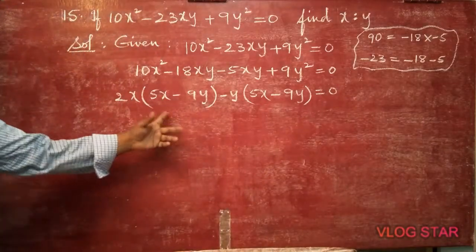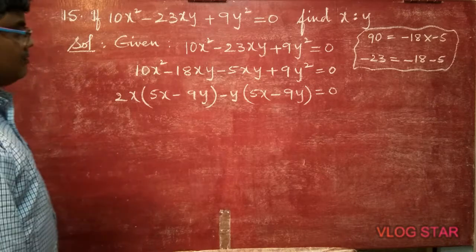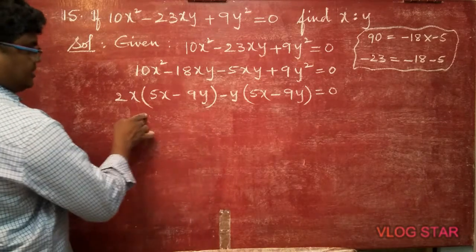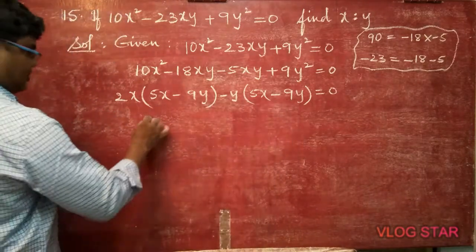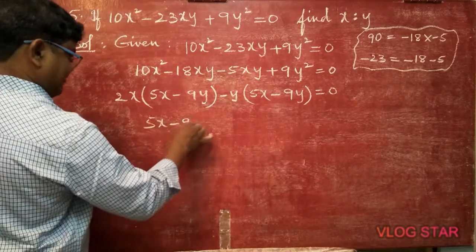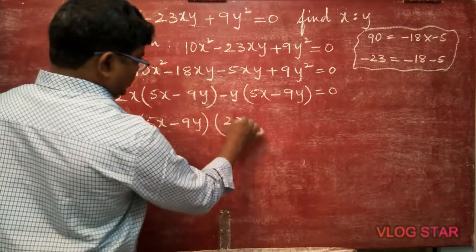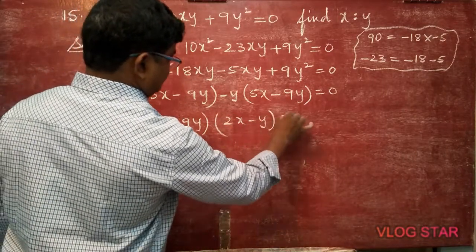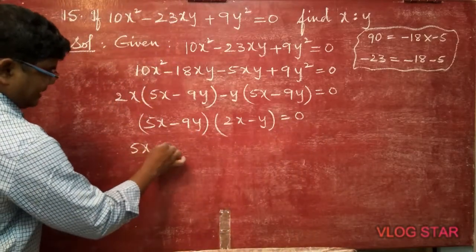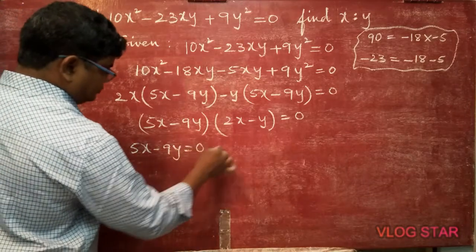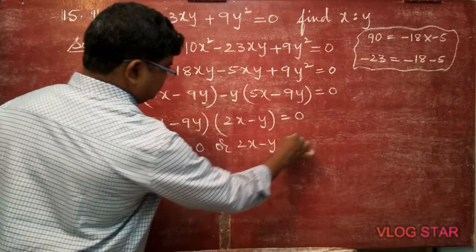What comes in the first bracket? As it is. I need not explain because we already covered quadratic equations. So in the first term x minus 9y is there. In the second term also. So on the whole I am taking x minus 9y as common into what is left out: 2x minus y is equal to 0. When will it be 0? Either x minus 9y is equal to 0 or 2x minus y is equal to 0.